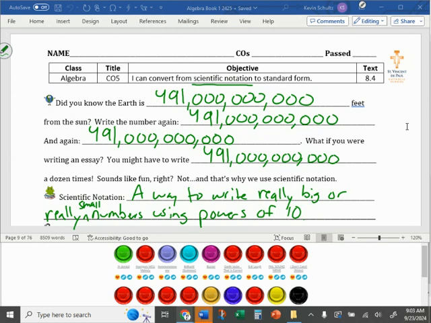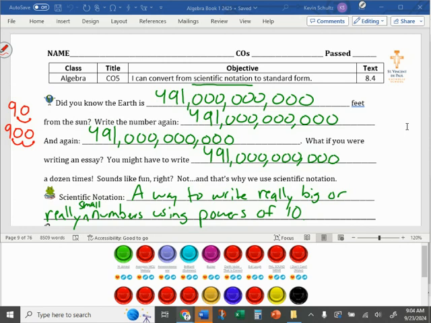Because here's the thing. When you multiply something by 10, what happens? You just add a zero onto it, right? Essentially what's going on is the decimal point is moving over. If we start with 9, and we multiply 9 by 10, 9 becomes 90. If we multiply 9 by 100, 9 becomes 900. The more we multiply by 10, it just moves that decimal point over.